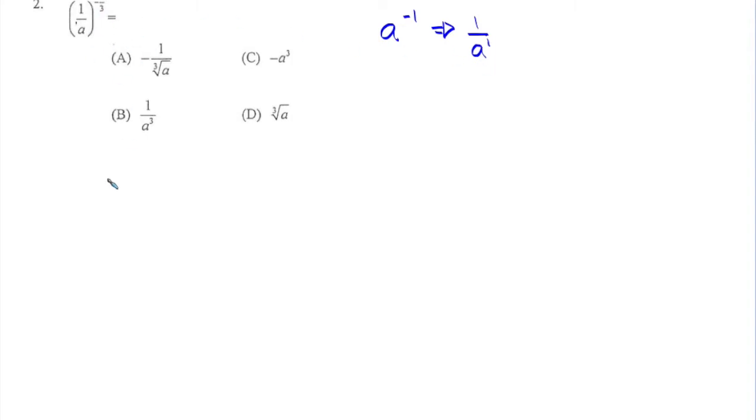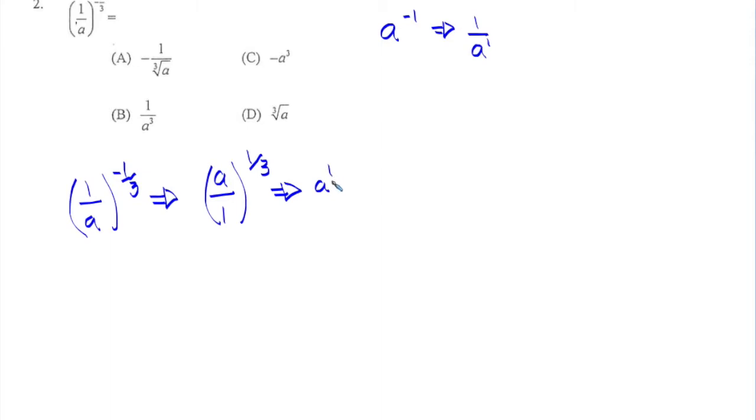So in this problem I have 1 over a to the power of negative 1/3. I'm kind of rewriting it needlessly. That's going to turn into, I'm going to flip it, so if I flip it, it's a over 1, and now it's to the power of 1/3. So I flip it and then keep it to a positive power instead of a negative power. So this is really the same thing as just a to the 1/3.